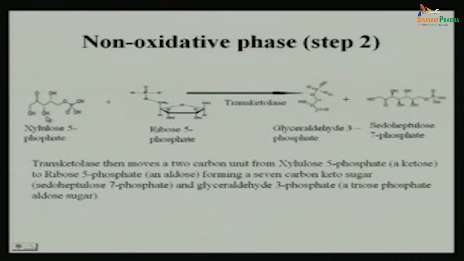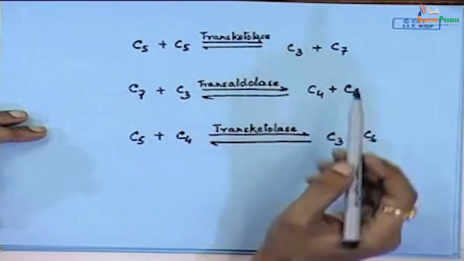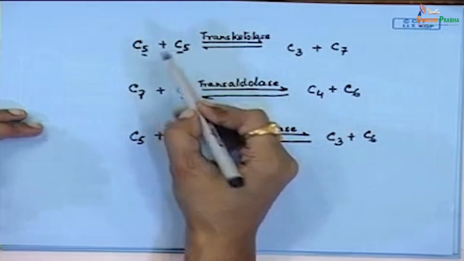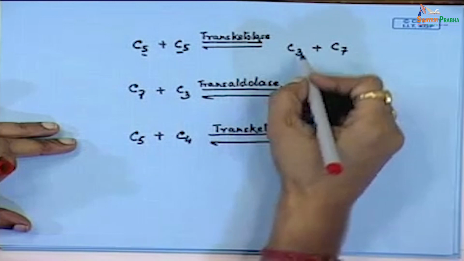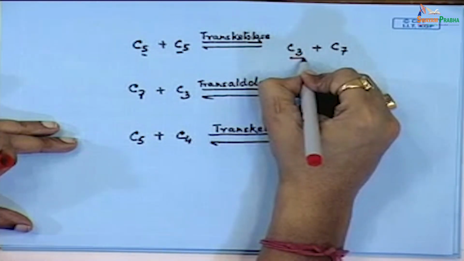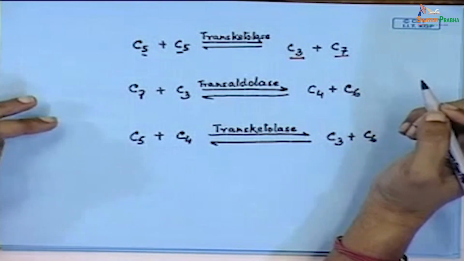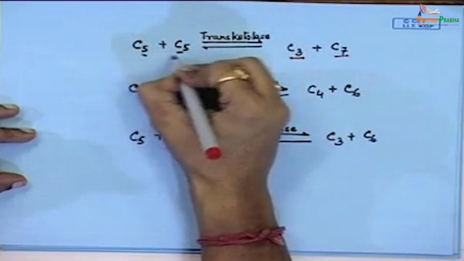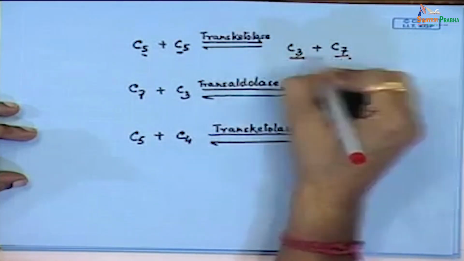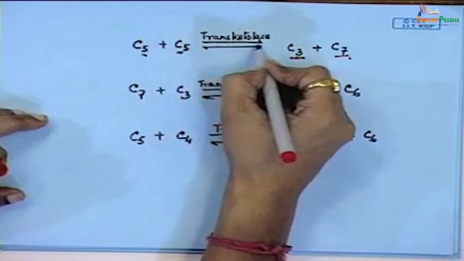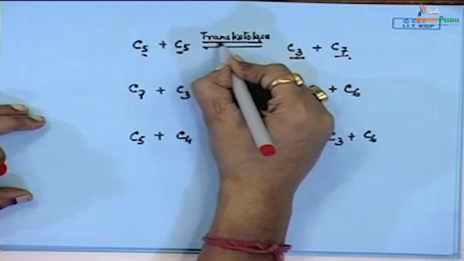Now, when 5 carbon plus 5 carbon, that is 10 carbon, undergoes reaction in the presence of the transketolase enzyme, this 10-carbon sugar produces one 3-carbon sugar and another 7-carbon sugar. So 5 plus 5 is getting converted to 3 plus 7, 10. See the carbon balance here in the presence of the enzyme transketolase.